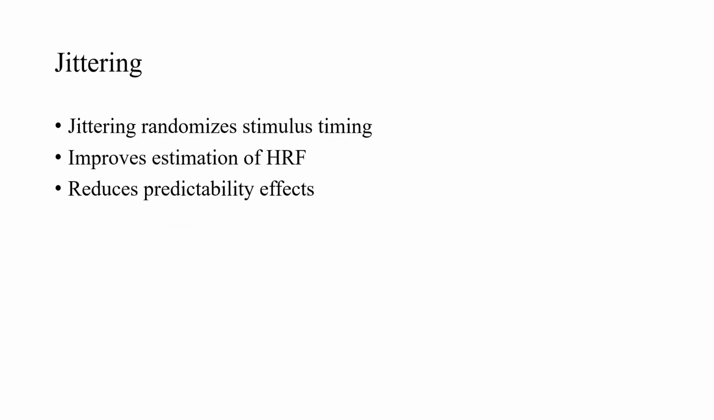Jittering is therefore a very important mechanism, where you jitter or randomize the timing of the stimulus presentation. It improves the estimation of the HRF, because one trial happens, then after an unspecified amount of time another trial happens, and after another unspecified amount of time another trial happens. It makes interpretation of the HRF much easier. It reduces the effects of predictability across participants and individuals, and therefore it helps in understanding how the individual is processing a given stimulus.